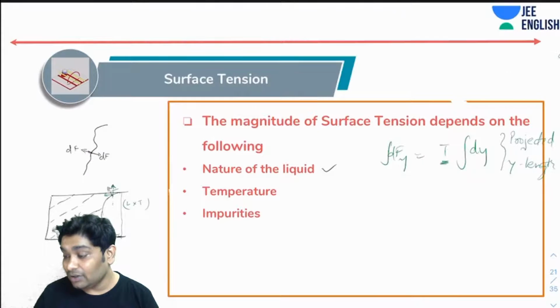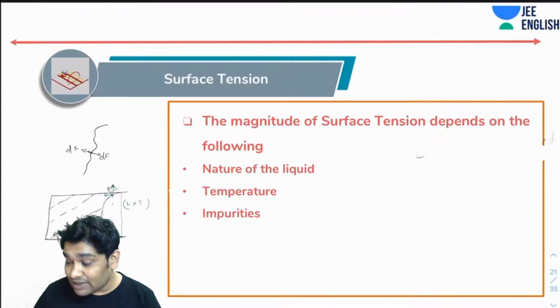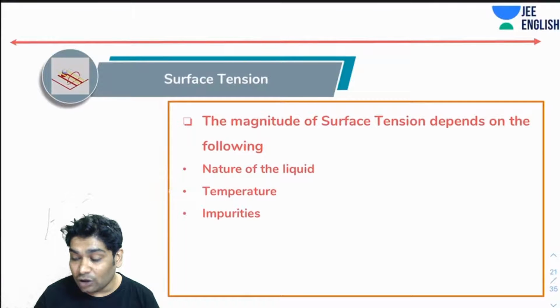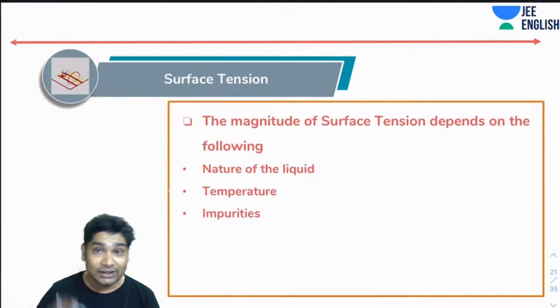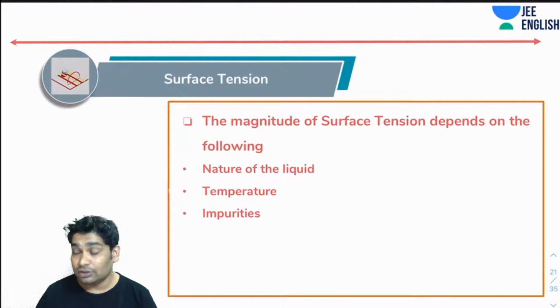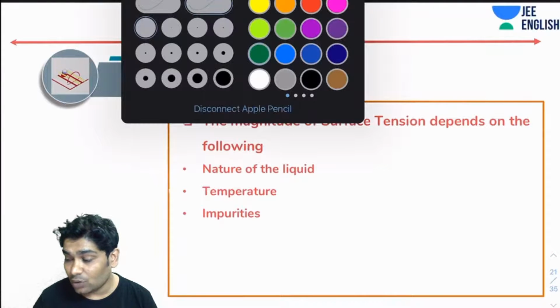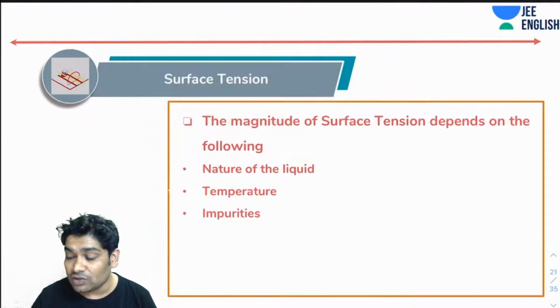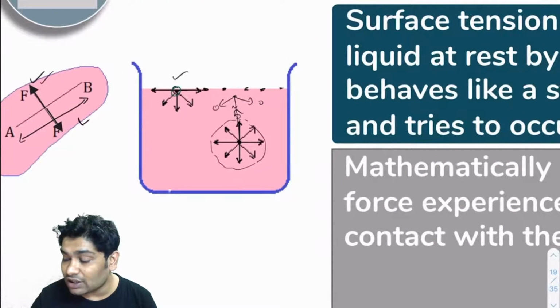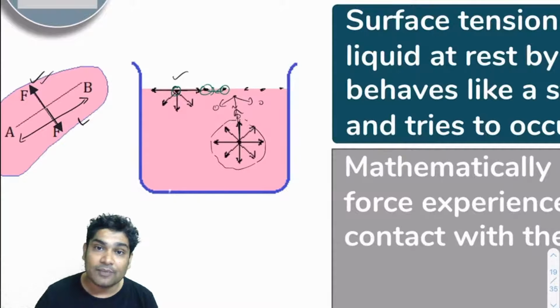As I was saying, the value of surface tension is determined experimentally, and it depends on the following: one, the nature of the liquid; second, the temperature; and third, the impurities. You need to remember this. So why was surface tension acting in the first place? It was arising due to the interaction of these surface molecules.